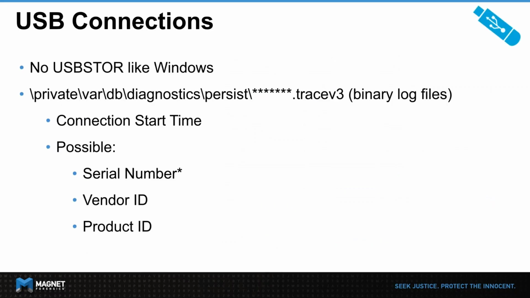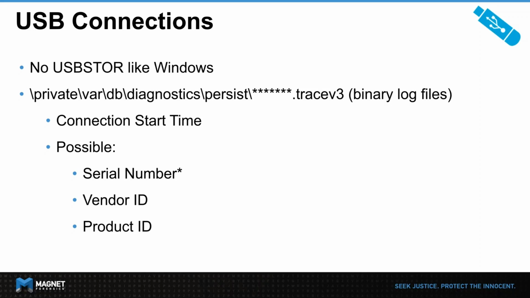USB connections. There's no USBSTOR like Windows, so you have to do a little bit more digging for Mac USB investigations. We're going to have artifacts to help you along the way here, and we're going to be able to show you connection start times, possible serial numbers, vendor IDs, and product IDs, so you can start understanding at least what you need to look for if you think there might have been USBs connected to the system.